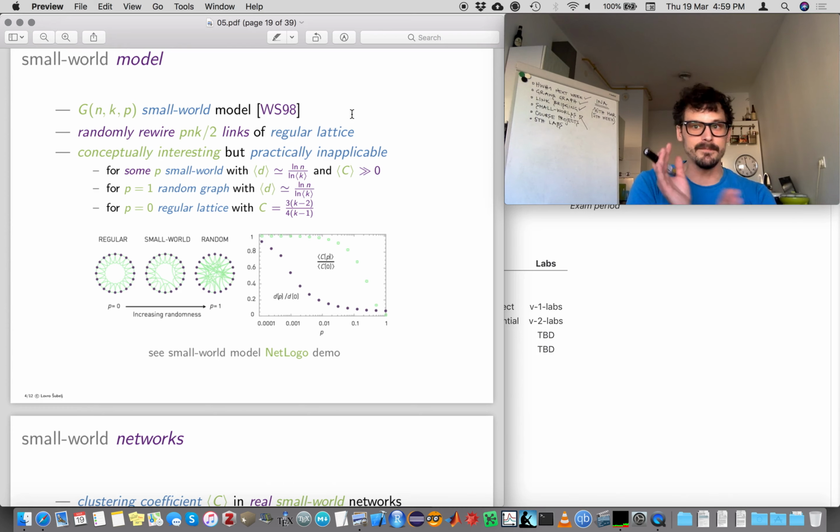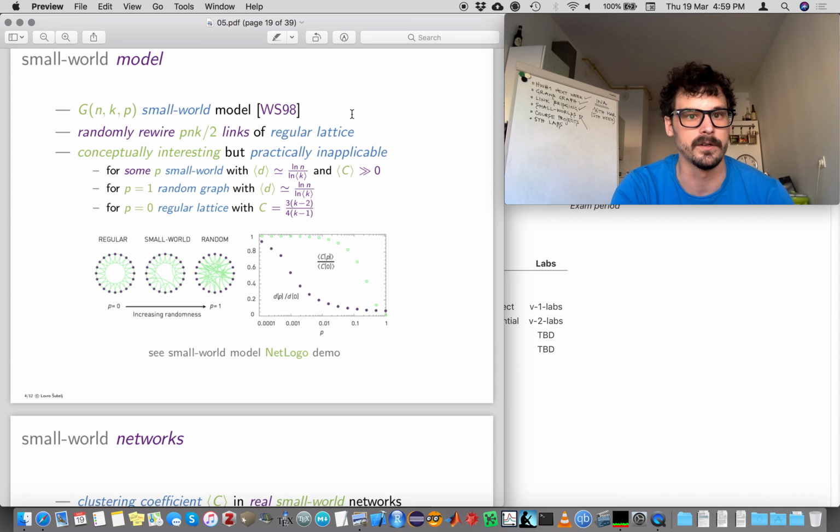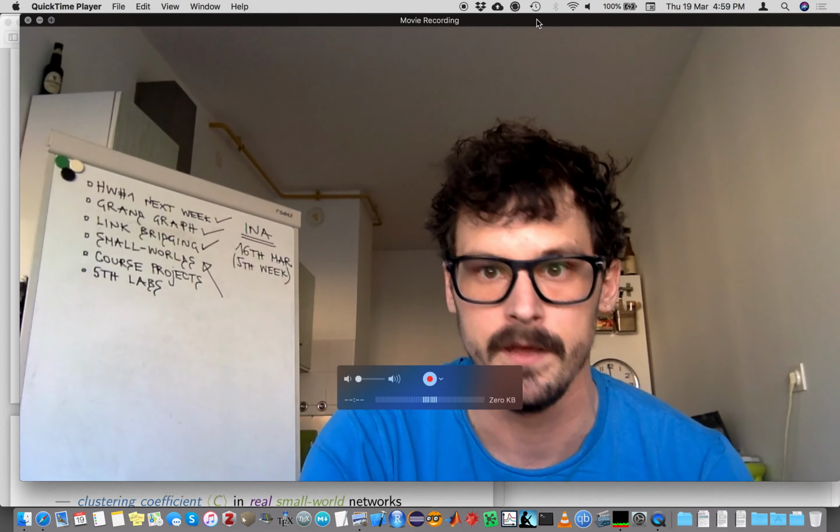But somewhere in between those two regimes of regular ring lattice and random graph, there is a sweet spot where you get coexistence of short paths and high clustering. So let me draw the model on the blackboard and explain a couple of things, and then we will move back to the slides. Okay.